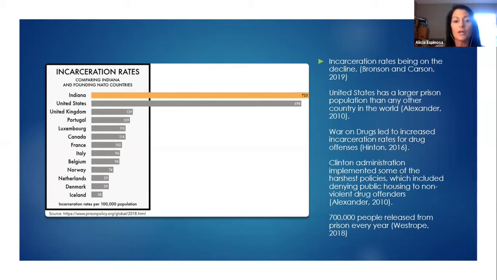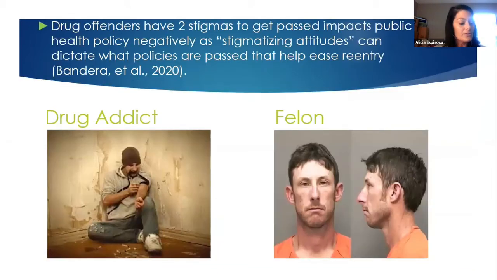Currently, many communities are putting together what they call recovery-oriented systems of care, which supports a public health approach using harm reduction methods. So these punitive types of policies contradict what ROSC is trying to achieve. Drug offenders have two stigmas to get past, that of a drug addict and that of a felon. And this is detrimental for opportunities, but it also impacts public health policy negatively, as stigmatizing attitudes can dictate what policies are passed to help ease re-entry.